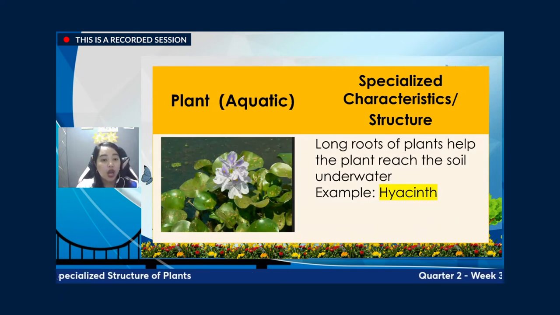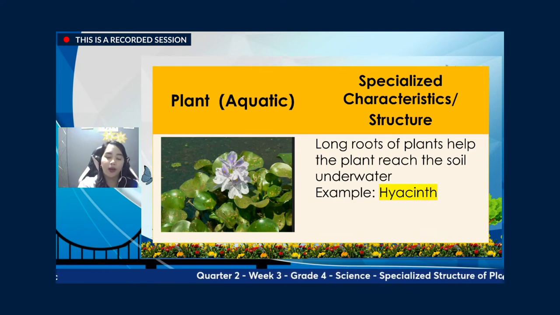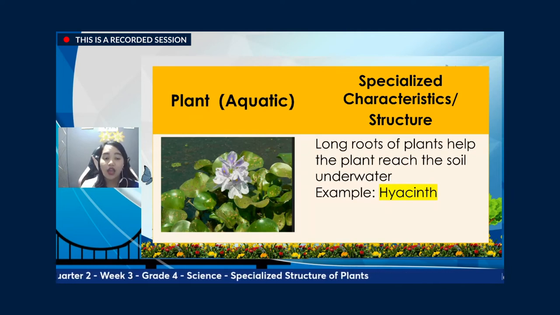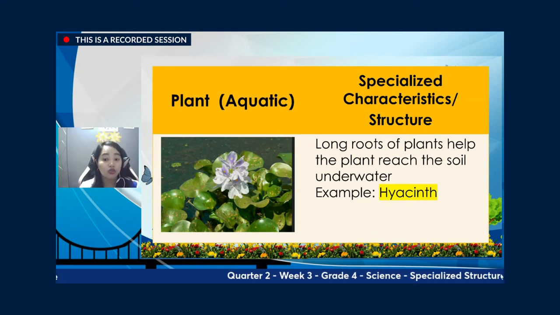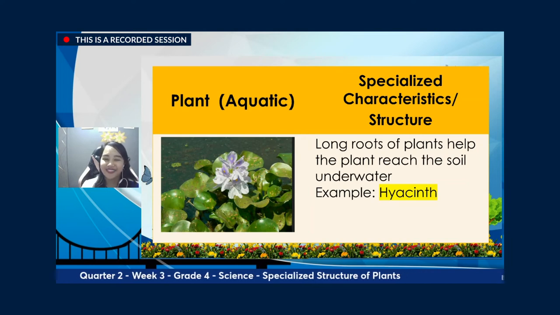They have long roots of plants, help the plant reach the soil under water. Ito palang mga water hyacinth na to ay may mahahabang ugat. And these long roots help them to reach the soil under water. And the hyacinth is the best example, having long roots so that they can reach the soil under the water.